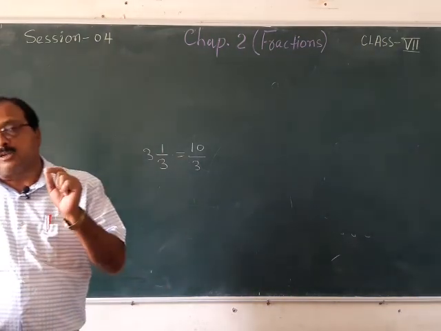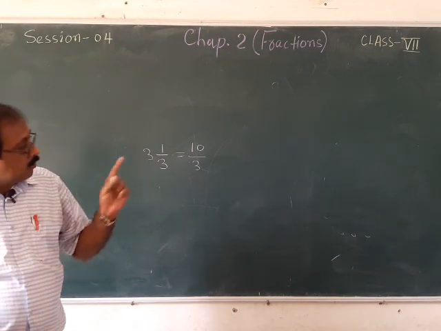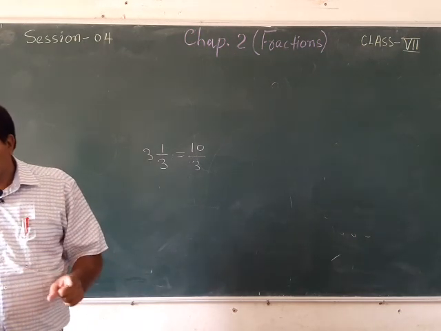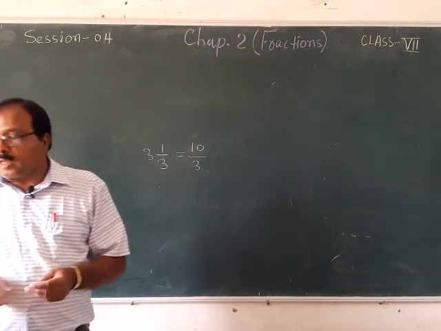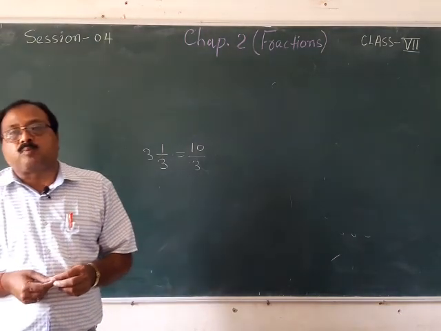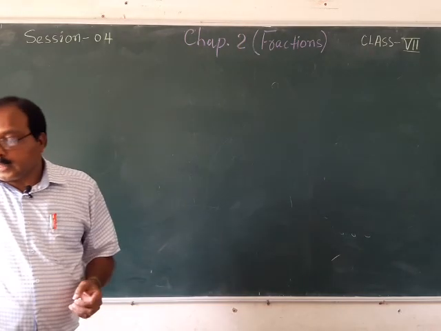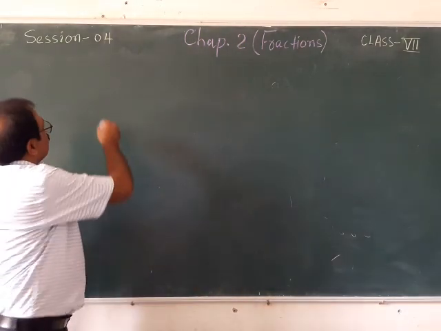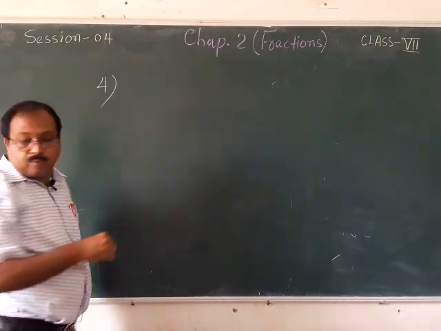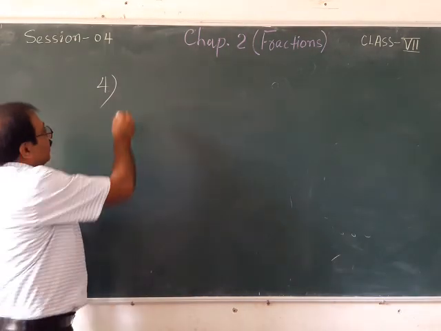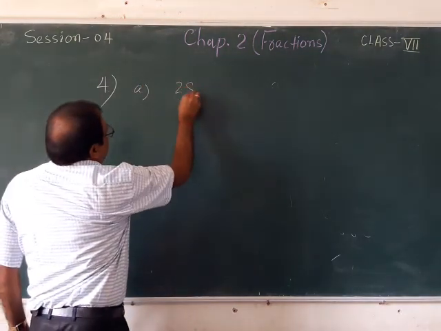So like that you can check improper and proper fractions. Now question number 4: reduce the following fractions to their simplest form. I have already discussed how to find the simplest form. For this question number 4, I am showing you one part. Part A is 28 by 10.